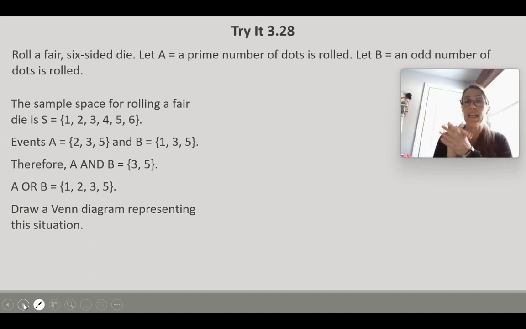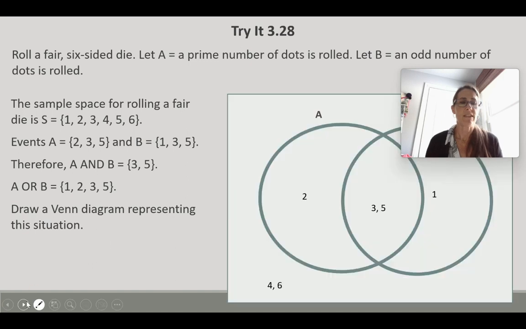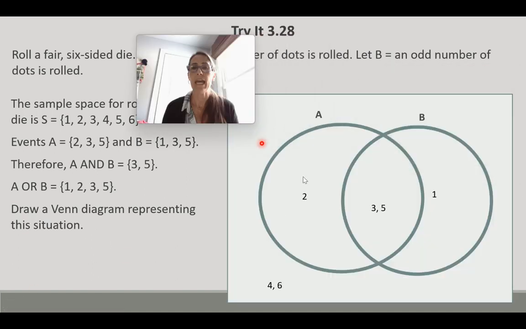So again, look for the and, 3 and 5. And then I write down the or, just to have it out there. And then a Venn diagram showing this situation looks like this. So again, 3 and 5 are in the and, the overlap. This circle represents all of A, 2, 3, 5. This circle represents all of B, 1, 3, 5. We're not repeating any numbers. We're not putting something in a different section when it belongs in the overlap or doesn't. And then here are 4 and 6, which are not in A, nor are they in B, but they are in our sample space, so they're going to be in that box.